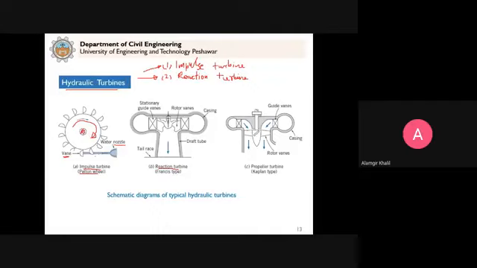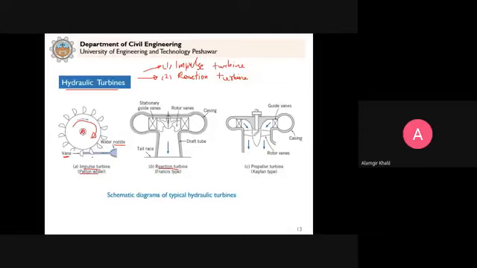But here in the impulse turbine, the fluid enters the vanes or blades with kinetic energy. It is only under atmospheric pressure. So atmospheric pressure we consider zero for analysis. So that's why mostly that is kinetic energy.